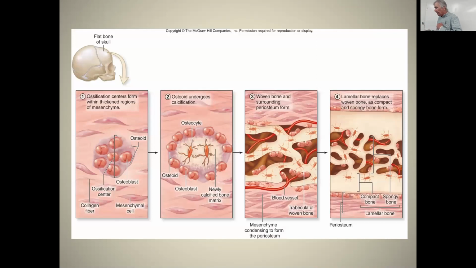So this is intramembranous, mesenchyme, thickening areas of mesenchyme. Like I said, the flat bones of the skull are intramembranous. And osteoid undergoes calcification, woven bone and surrounding periosteum form, and the lamellar bone replaces woven bone. And like I said, this is intramembranous in the flat bones of the skull, and clavicle also.